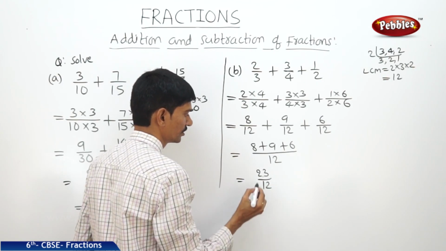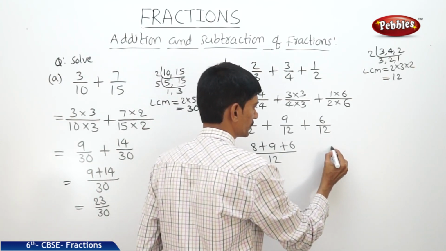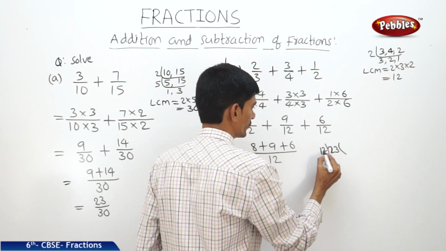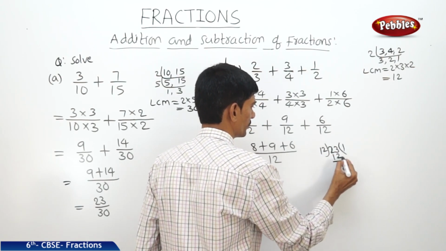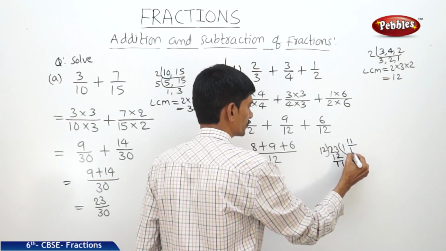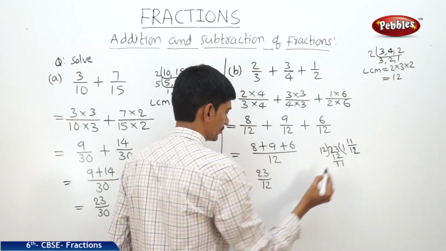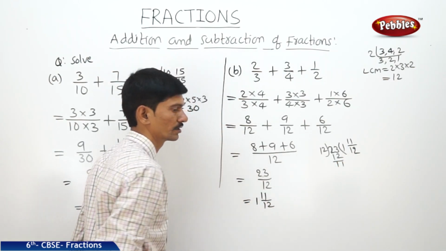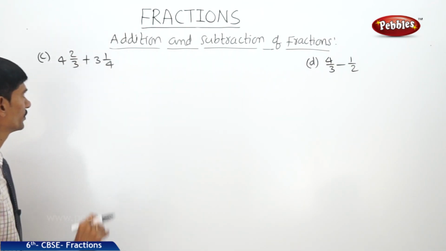So if you write 23 by 12 as a mixed fraction, 12 ones are 12, the remainder is 23 minus 12, which is 11, so 11 by 12. So this equals 1 11 by 12. Now let us add the mixed fractions.